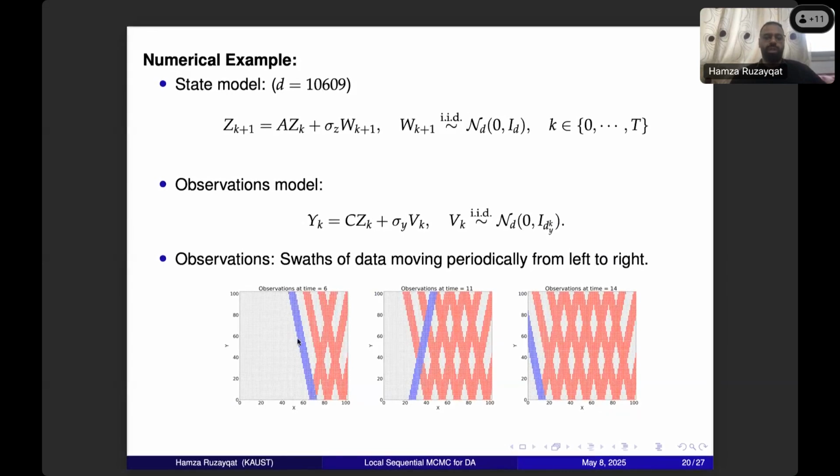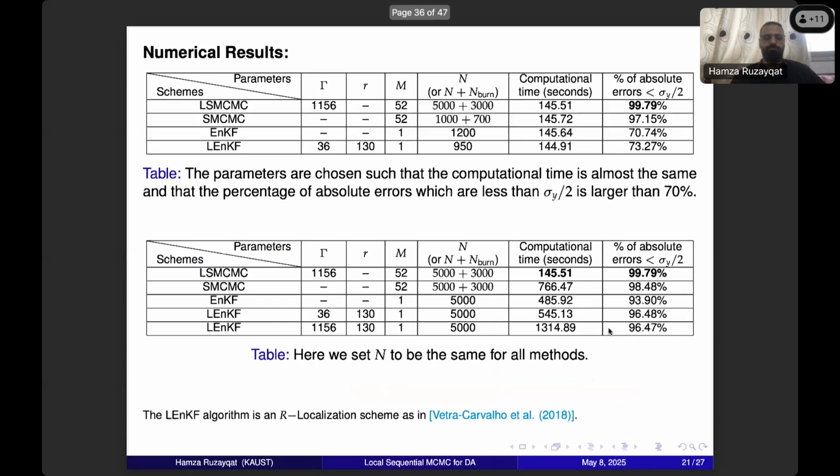So at time 6, I have this blue. These are from previous time steps, just to show you how it looks. At time 11, it looks like this, and at time 14. I compare between the methods: the LSMCMC, the regular EnKF, and a local EnKF version, which I got from this paper, which is an R localization scheme.